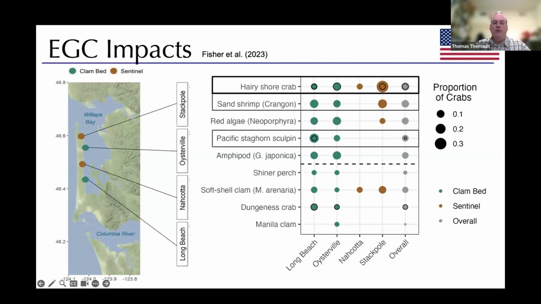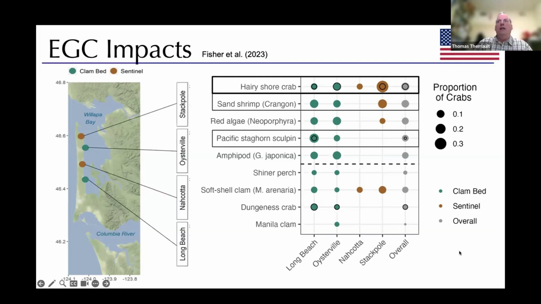It's also important to note that it's not just the hairy shore crab that's affected. You know, the sand shrimp and the staghorn sculpin were also common items in the green crab diet, speaking to the earlier idea that these things are eating a wide variety of things when they invade your ecosystem.